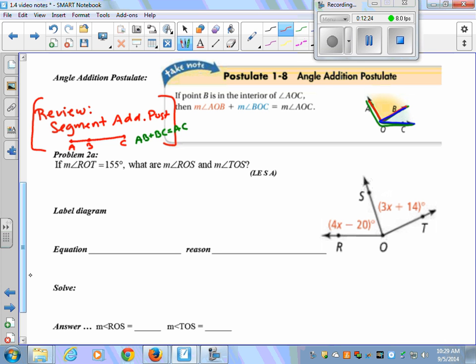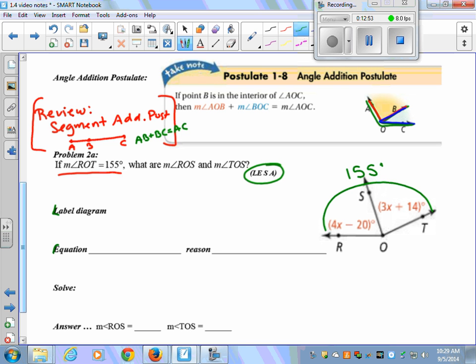So we're going to apply this here, problem 2A, and we have some information given to us. The measure of angle ROT is 155 degrees. We're going to remember to do our LISA. L for label. Label the diagram with the information they give us. They tell us this whole angle is 155 degrees.